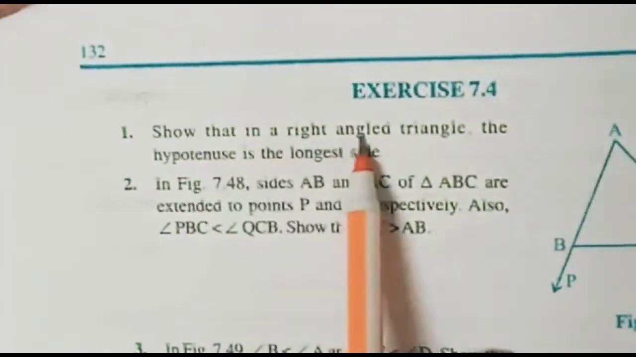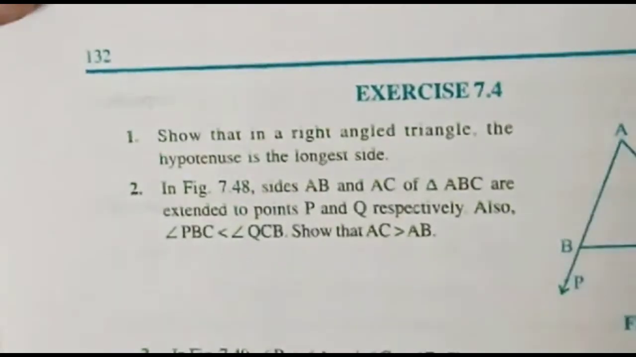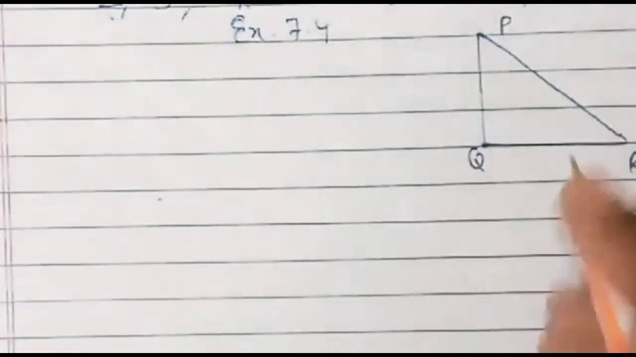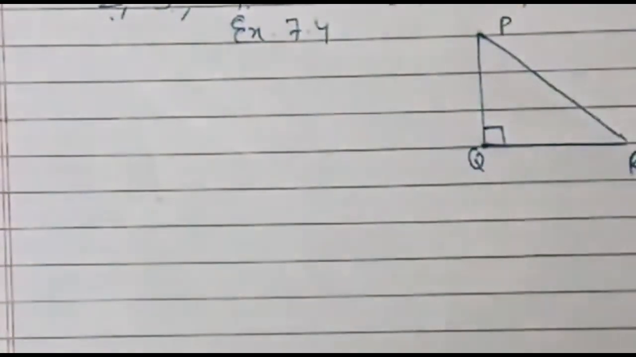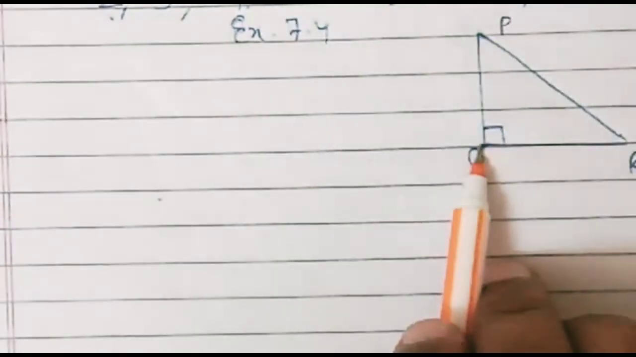Show that in a right angle triangle, the hypotenuse is the longest side. Now let us take this triangle PQR to be a right angle triangle. Here angle Q is 90 degree.